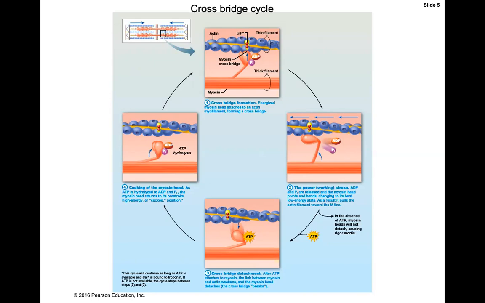Now, how does that separation again happen? It happens by adding the ATP. So as ATP is added into your myosin head, again, that myosin and actin are separated from each other, and now you can start the whole process over again.